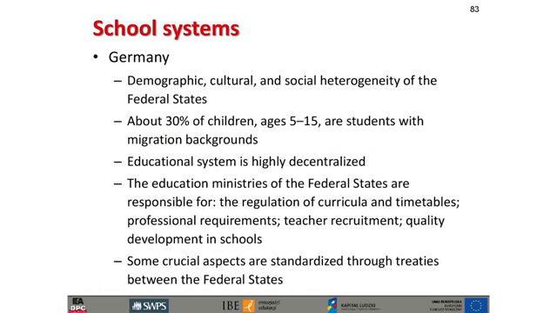A few words about the systems. To be able to interpret the results in an appropriate manner, we have to consider, of course, the systems. The case of Germany is probably a specific one, because there is a huge demographic, cultural, and social heterogeneity of the federal states. Also, another special case is that we have about 30% of children ages 5 to 15 who are students with migration backgrounds, and the educational system is highly decentralized.